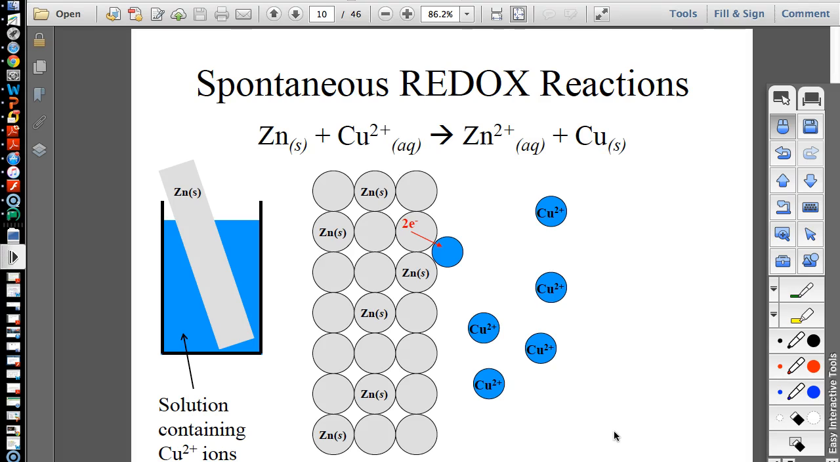Just because some of them are negative doesn't mean they can't be reduced. They're just less likely to be reduced than hydrogen, because hydrogen gets 0. That doesn't mean it can't happen. That just means that it's less than hydrogen. So anyway, how are we on that?